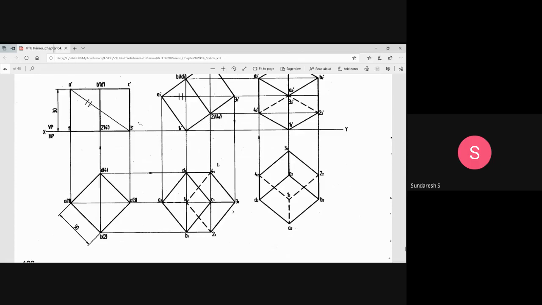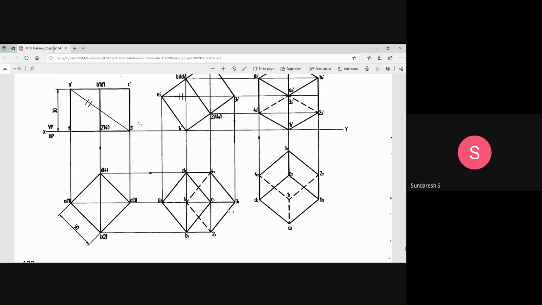So this is the completion of the second position, where we have made one of the solid diagonals of this hexahedron parallel to this VP. Now in the last position, the solid diagonal has to be positioned such that it will be perpendicular to VP. Very simple. In the second position top view, the corresponding solid diagonal is A1 and 3. See, from here to here, A1 to 3.